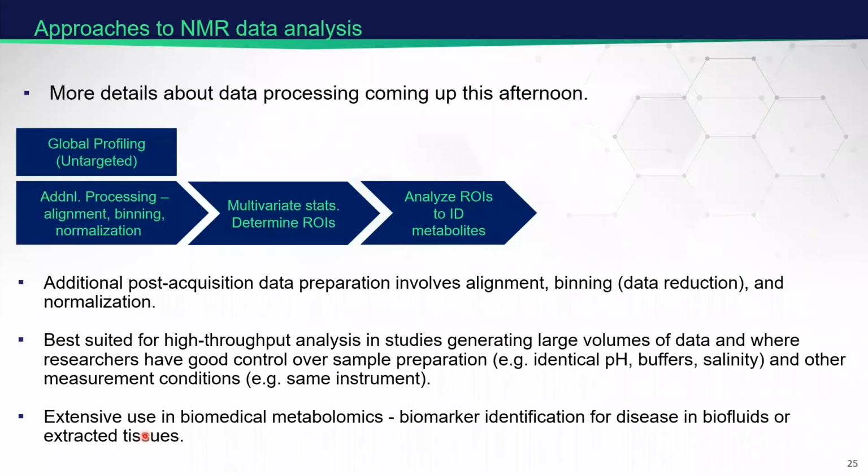And so in the global profiling or untargeted approach, there are some additional processing steps that you would need to take, and decisions have to be made about how you're going to align spectra and binning. These are not trivial choices, and there are many approaches to them. And so I just want to point that out. It's not always a simple and straightforward decision process on how you're going to form that binning. These are best suited for high throughput analysis, where you have studies with hundreds of samples, lots of data coming through, and critically, where you have good control over sample preparation and measurement conditions, because what you don't want to be picking up are differences in sample prep, but differences in whatever the biology is, whether it's disease versus control or depth in an eco-metabolomic study.